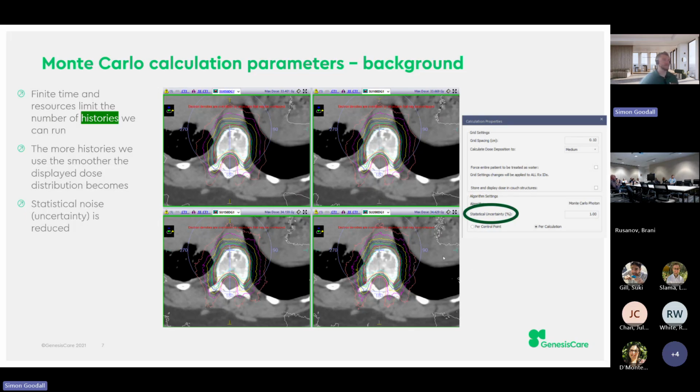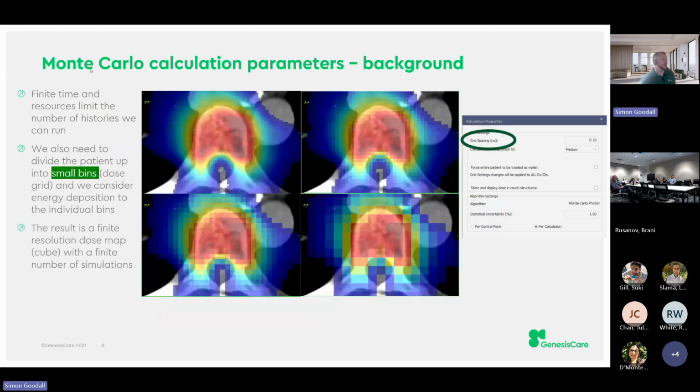And that's limited by the statistical uncertainty setting within this clinical TPS. So basically, the more histories we run, the smoother it gets, but it also takes a lot longer. The other thing that we know in all TPS is that we end up voxelizing the patient. So we determine dose at small bins and small locations. And the bigger that gets, the coarser the calculation gets, which is, of course, the problem for spine SABR, where we want to look at some very steep dose gradients off towards our cord.